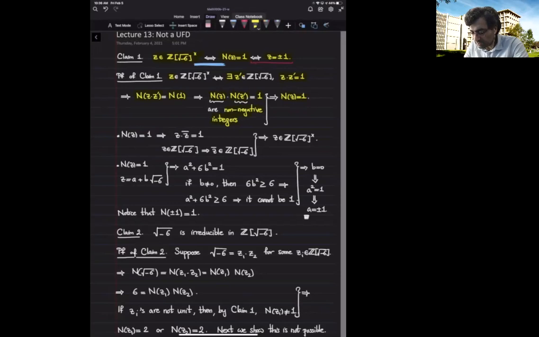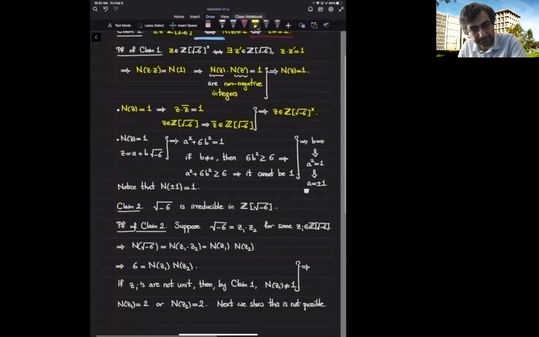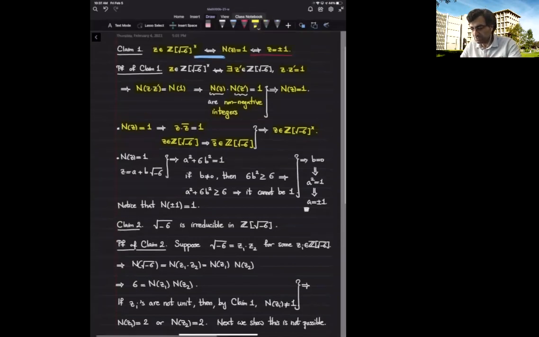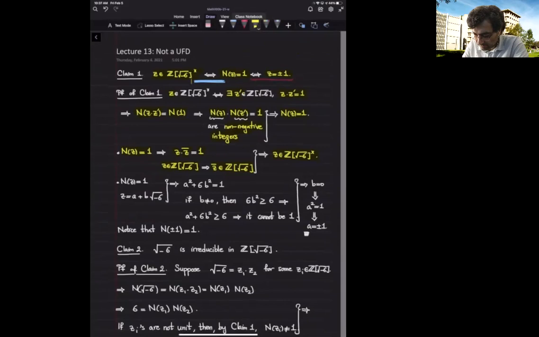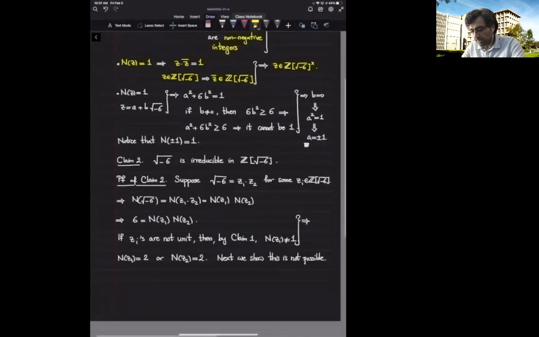Now, if norm of z is 1, that means z times its complex conjugate is 1. But if z is inside this ring, so is its complex conjugate. That means that if I tell you z times z bar is 1, then it is a unit, because that means I have found the inverse of this element inside the ring. So altogether, we deduced this part of the implication, the first part of the implication, that z is a unit precisely when its norm is 1.